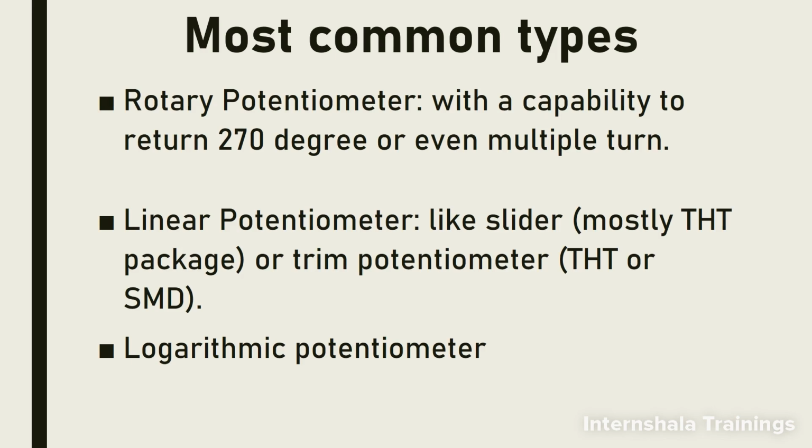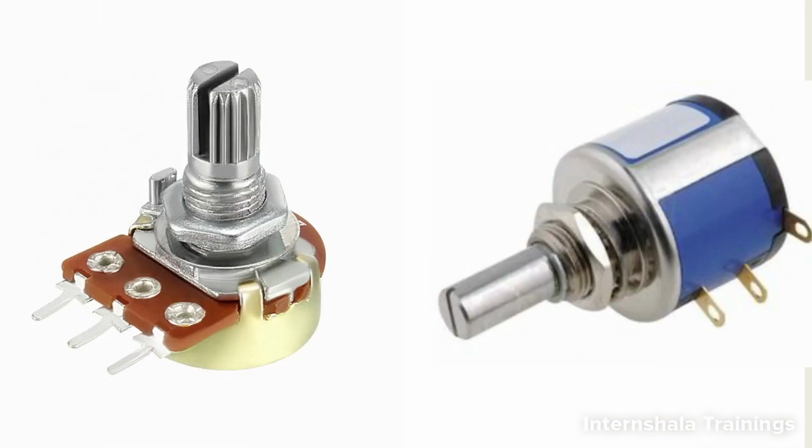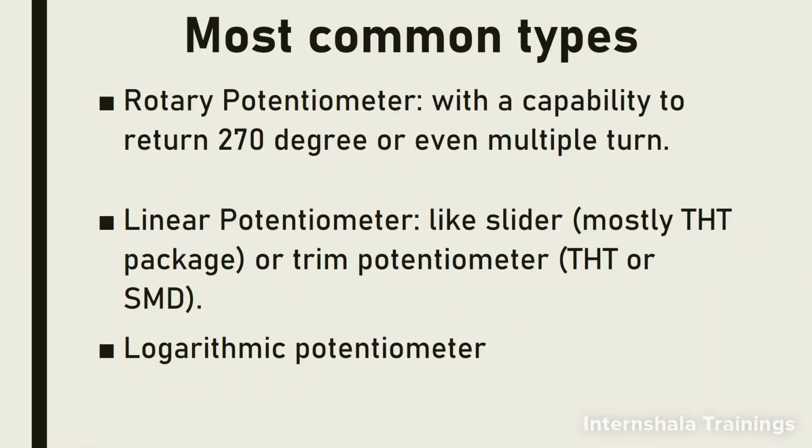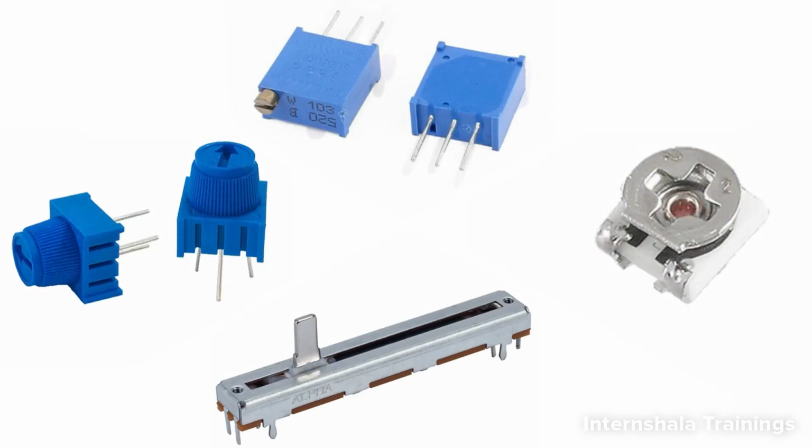First is the rotary potentiometer with the capability to turn 270 degrees or even multiple turns, as we can see in the pictures here. There is also the linear potentiometer, which comes with different types of motion, like slider and trimmer, as we can see in the pictures.